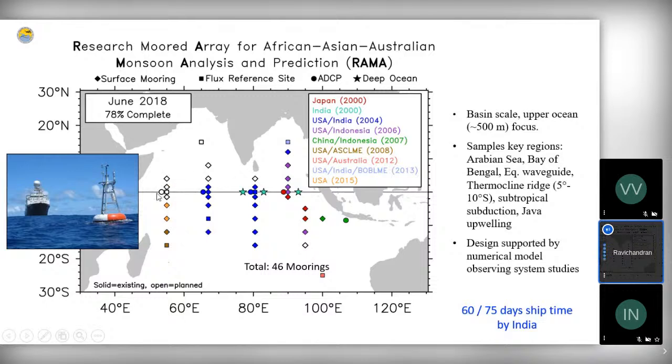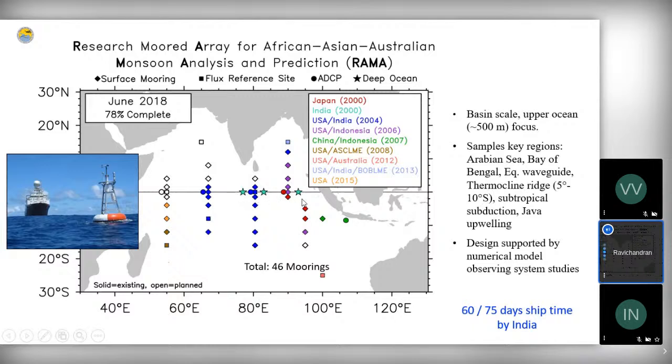This has not been established yet, but the Arabian Sea moorings that were placed, I think, 1 or 2 years ago are in operation. About 46 moorings were planned initially, and later, maybe in the RAMA 2 version, last year, it was redesigned to have 42 moorings, and most of the buoys are in place. Some of the dots are squares, which have flux measurements as well as biogeochemical measurements. Others have marine meteorology as well as upper ocean 500 meter temperature and salinity.